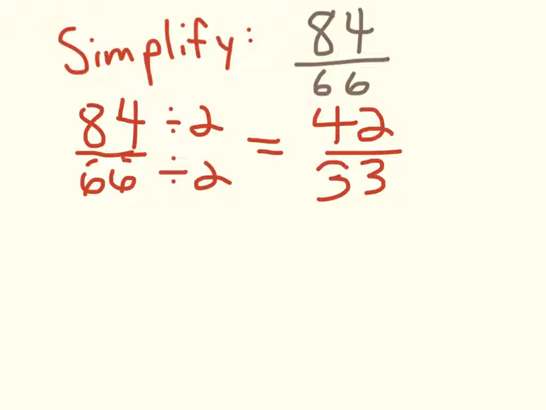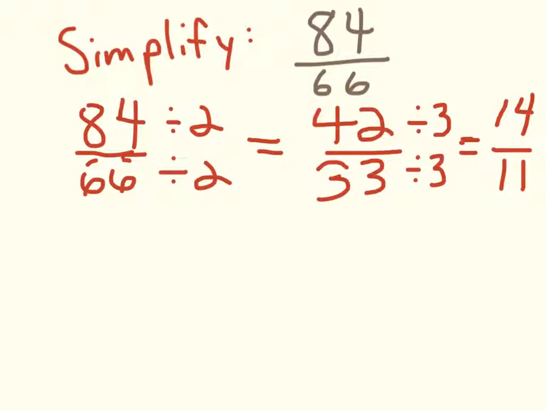Does 3 go into 33? It looks pretty promising, but let's just use the test. 3 plus 3 is 6. When you add up those digits, you get 6. Does 3 go into 6? Yep, it does. So that means that 3 should go into 33 evenly as well. So let's try to divide top and bottom by 3 in this aim to simplify. Okay, so 42 divided by 3 would give us 14, and 33 divided by 3 would give us 11.